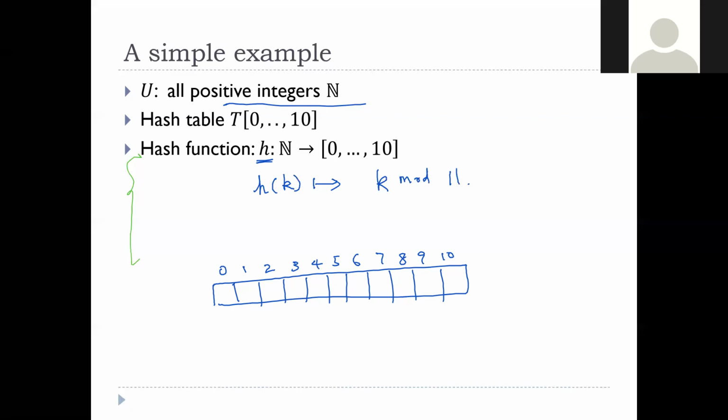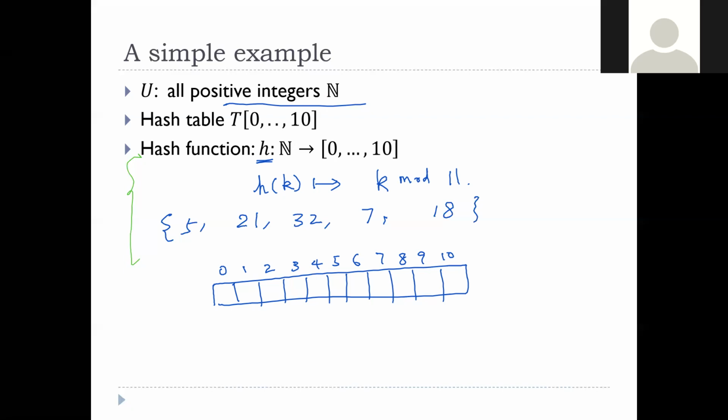Okay, suppose now you're given a list of numbers that you want to store. Let's say it's 5, 21, 32, 7, and 18. Let's say this is a list of numbers that you want to store. Okay, what do I do here?